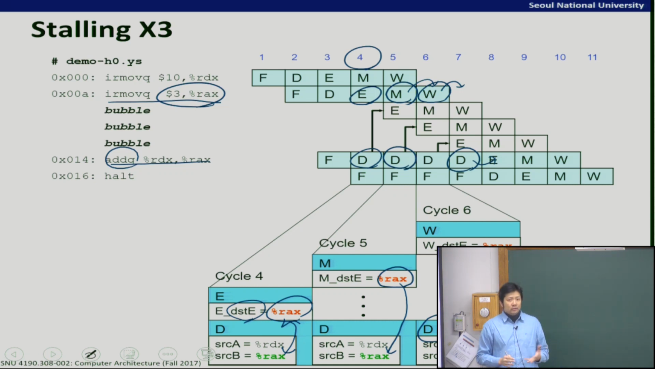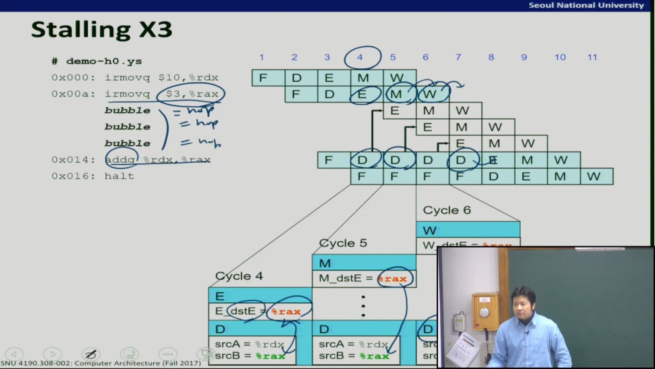So that's basically stalling. And all of these bubbles, a bubble is like a nop, a no-op. All of these bubbles are inserted automatically by the pipeline hardware.